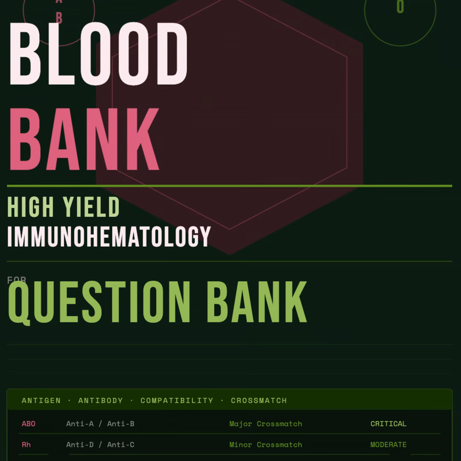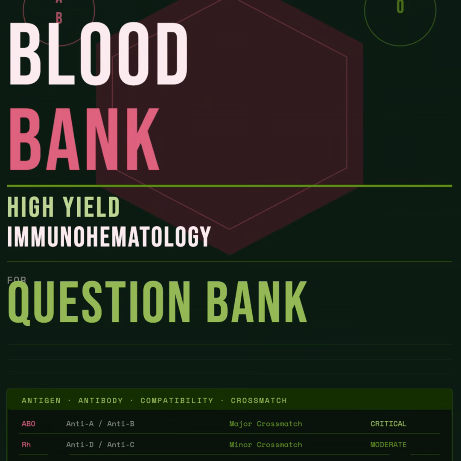Awesome. Now we arrive at a concept that absolutely blew my mind when I first encountered it. Massive high-yield flag, the Bombay phenotype. Oh, this is a classic. To understand how someone can have a blood type that breaks all the rules, we have to look at the biochemical assembly line, right? Yes, the ABO antigens are not built from scratch. They are built upon a foundational precursor.